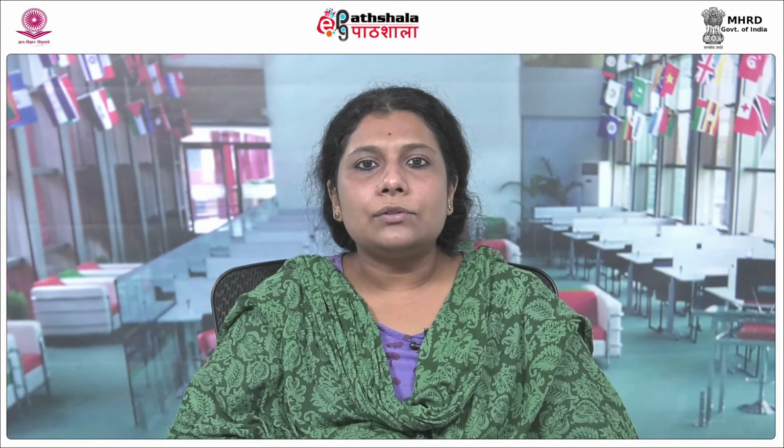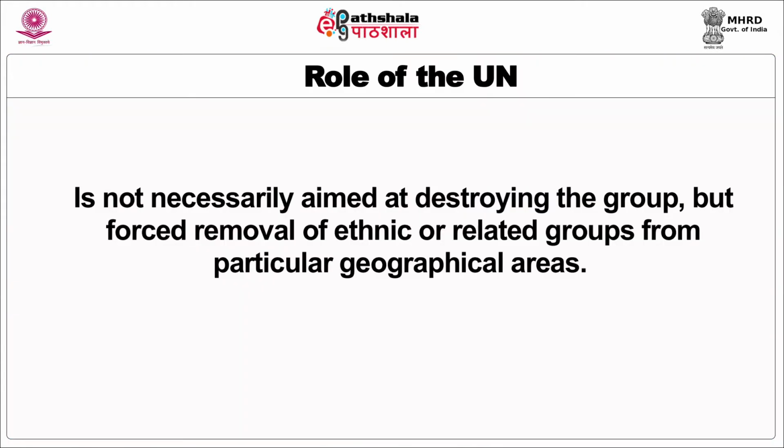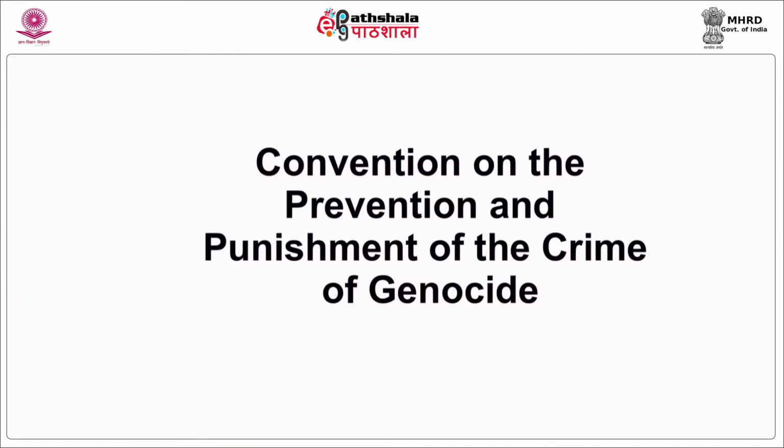Based on the universal definition created by the Genocide Convention, genocide now emerges as a precise category of crime, where the most important element is the intention to destroy, whereas ethnic cleansing, as it is defined in the Oxford Handbook, is not necessarily aimed at destroying the group, but is the forced removal of ethnic or related groups from a particular geographical area. Whereas this falls under other categories of international crime, what I'm trying to emphasize here is that the Convention on the Prevention and Punishment of the Crime of Genocide is restrictive.